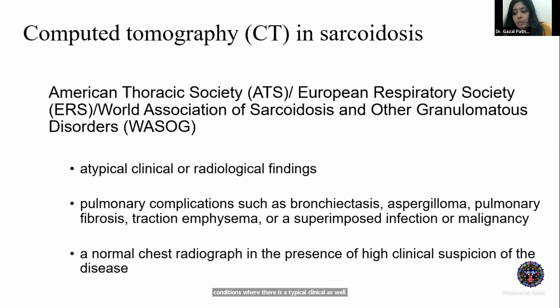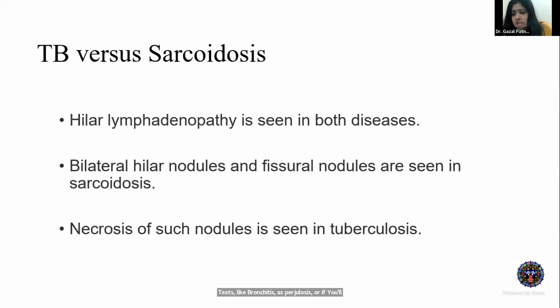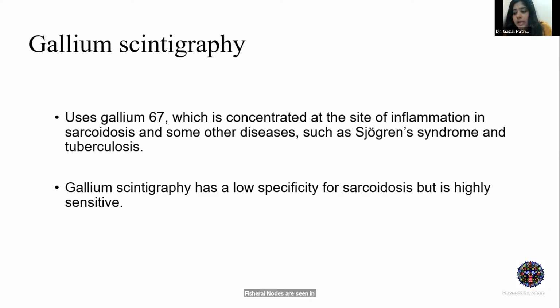If there is a pulmonary complication on chest X-ray like bronchiectasis or aspergillosis, or if you have a high clinical suspicion of the disease. Then we always have this debate of TB versus sarcoidosis. Systemic imaging can help in a few conditions. Broadly, hilar lymphadenopathy is seen in both the diseases. However, bilateral hilar nodules and fissural nodules are seen in sarcoidosis. And if necrosis is seen, that is tuberculosis. Coming to gallium scintigraphy, this is age-old and mentioned for historical and theoretical purposes.